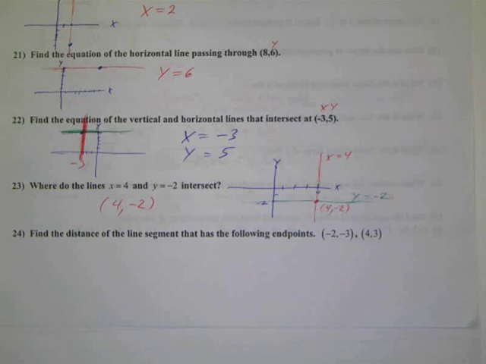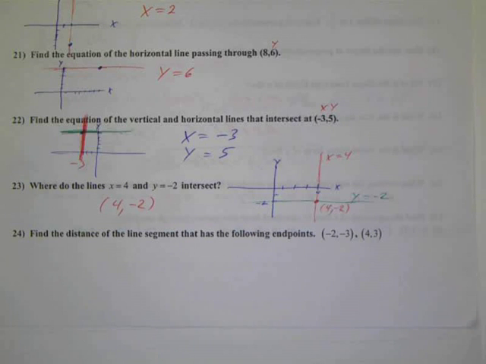Okay, this is number 24 from the linear function practice test, and we want to find the distance of the line segment that has the following endpoints. I think what they really mean here, this is a little confusing, is to find the length of the line segment that has the following endpoints, or find the distance between the two endpoints. And we're talking about the distance formula, so find the distance of the line segment. I think that's kind of a typo there.